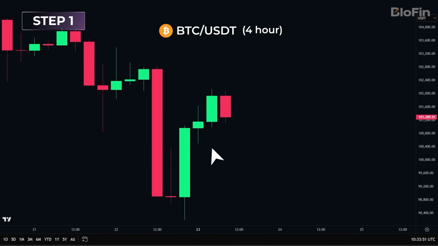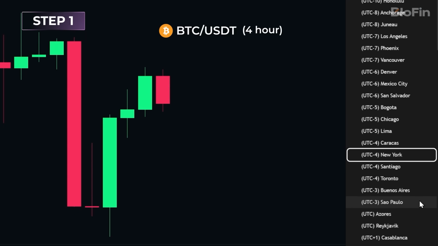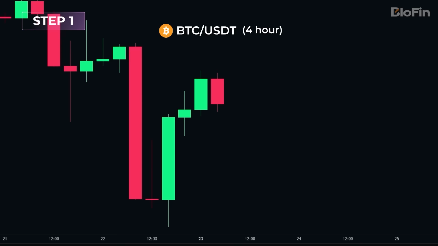movement. Next, go to the time zone setting on the bottom right corner of the chart and select New York time. Now this step is very important because we want the first 4-hour candle to be based specifically on the New York time. Next, hover to the first 4-hour candle that formed on today's date. In this example, since it's June 23rd, the first 4-hour candle that formed today is this one.